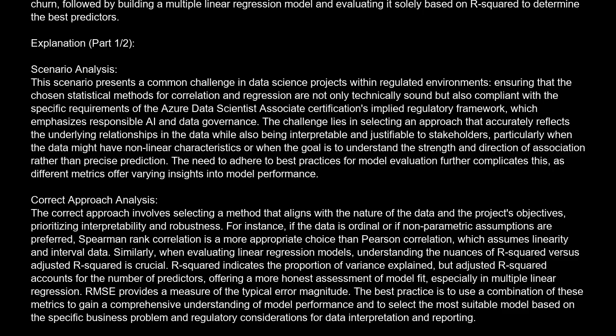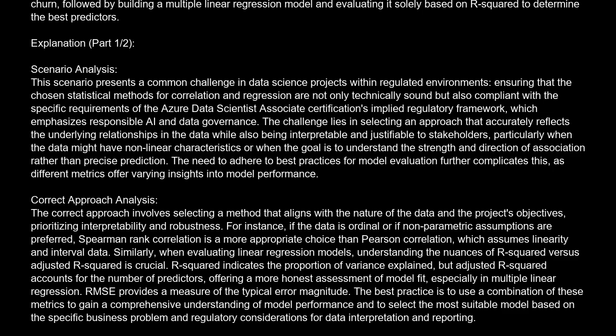The correct approach involves selecting a method that aligns with the nature of the data and the project's objectives, prioritizing interpretability and robustness. For instance, if the data is ordinal or if non-parametric assumptions are preferred, Spearman rank correlation is a more appropriate choice than Pearson correlation, which assumes linearity and interval data.